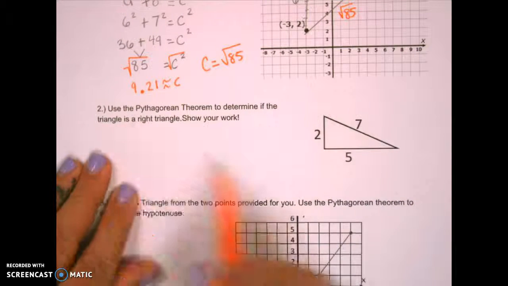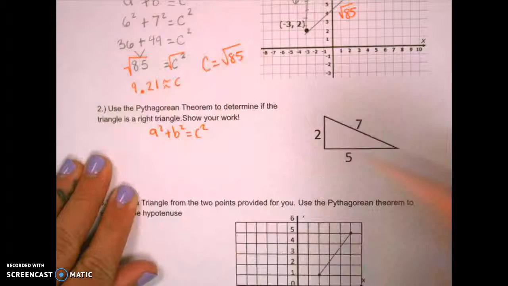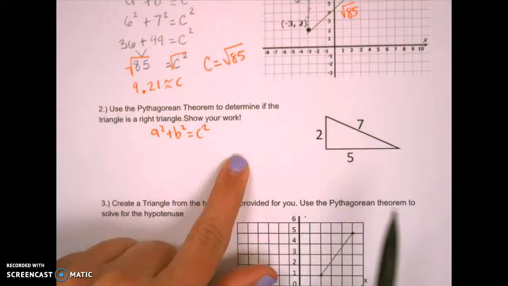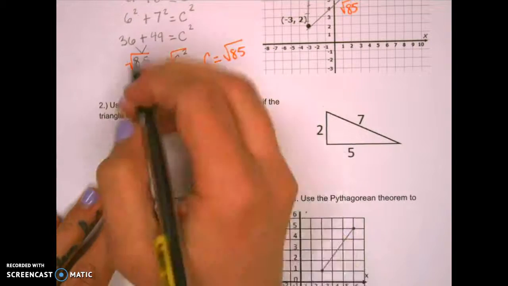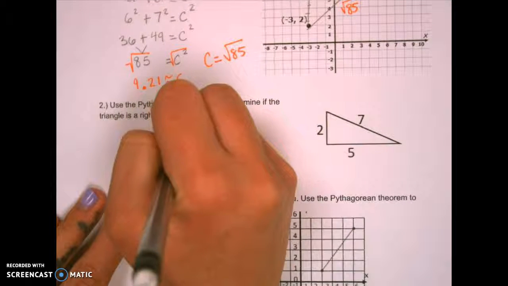So what you need to do is know which one's A, which one's B, and which one is C. In this case, these are both my legs, so I know that they can be A and B. So I'm going to keep it like this.